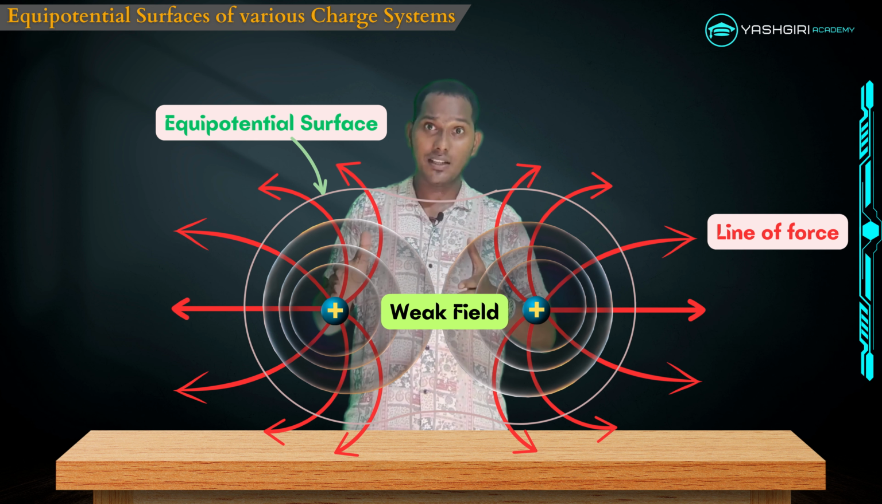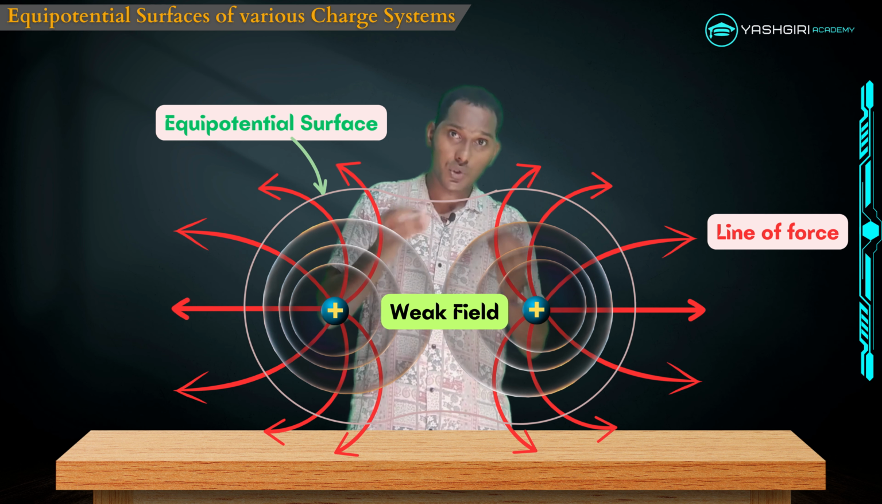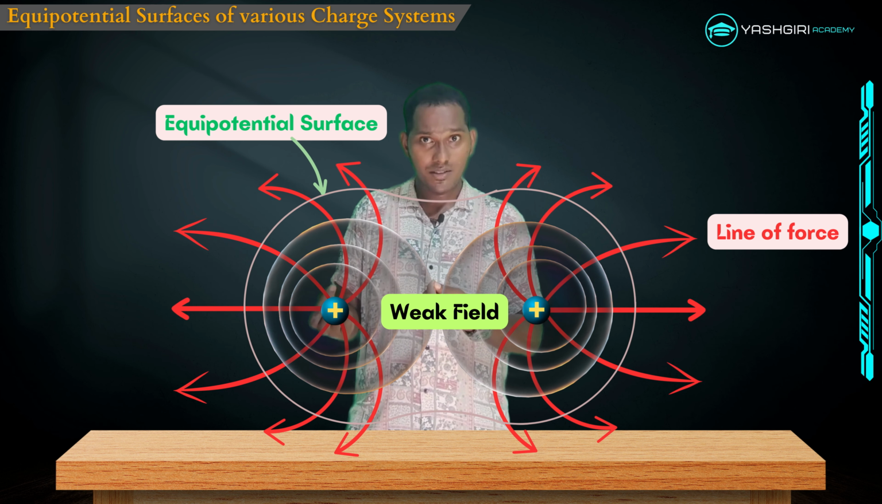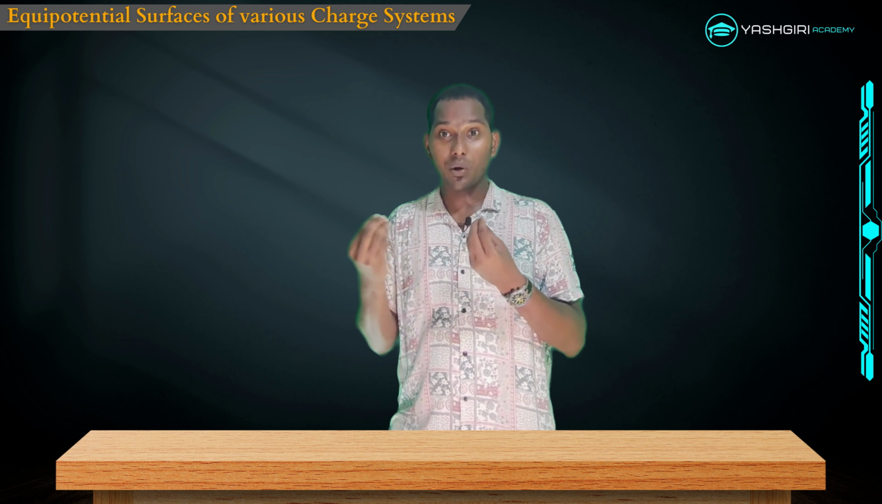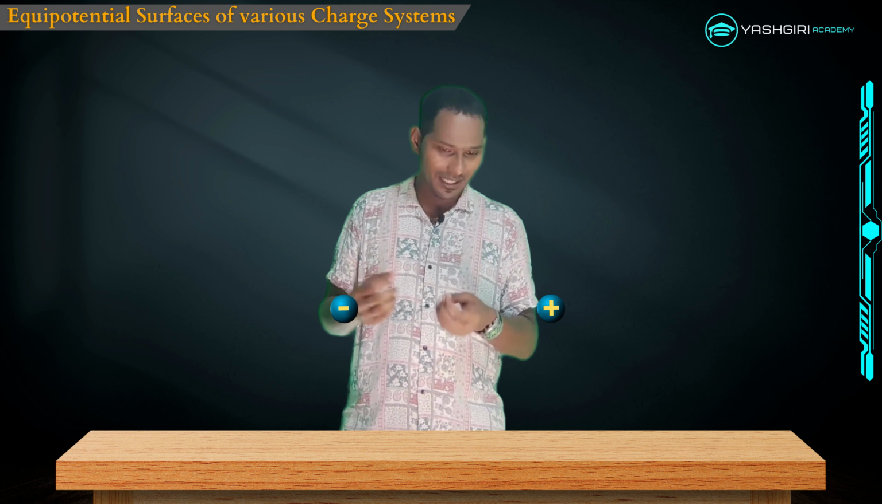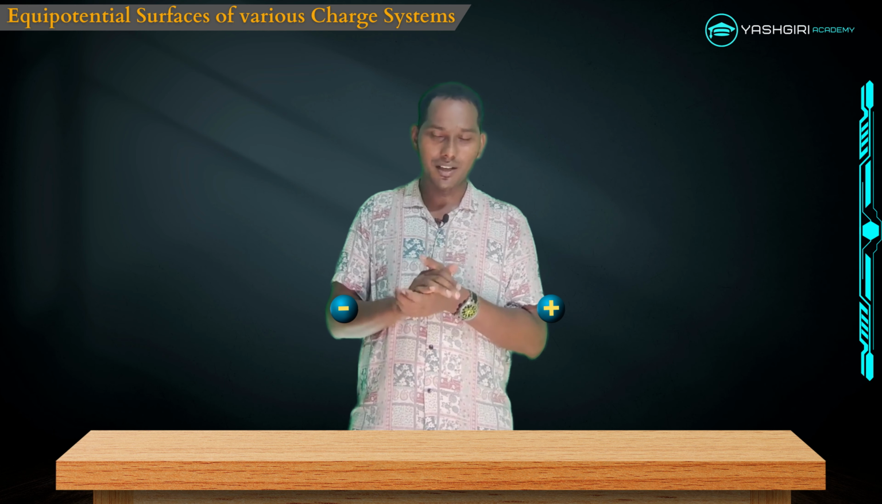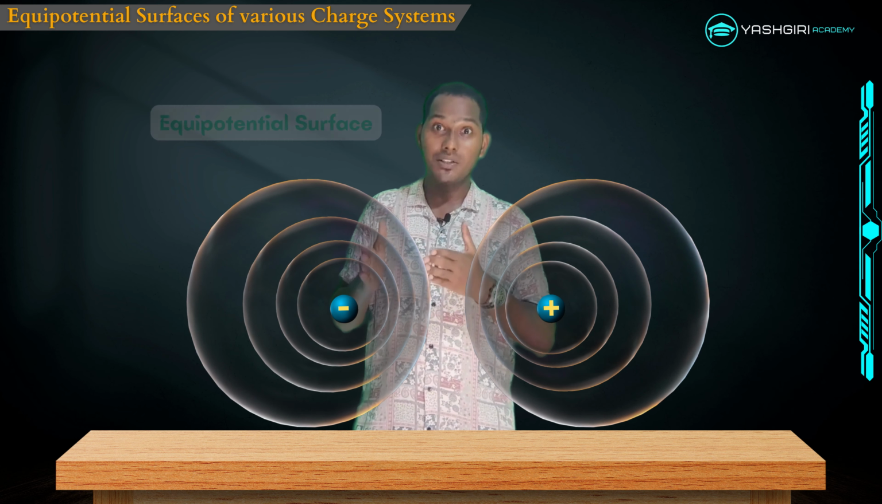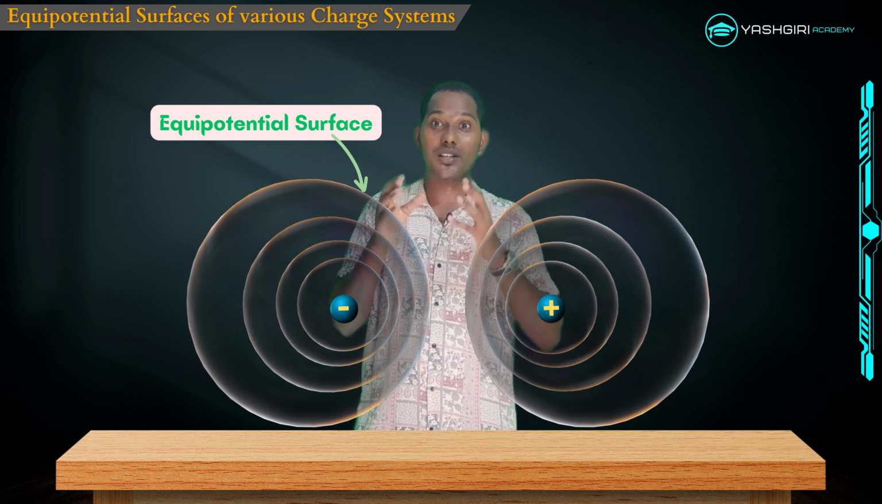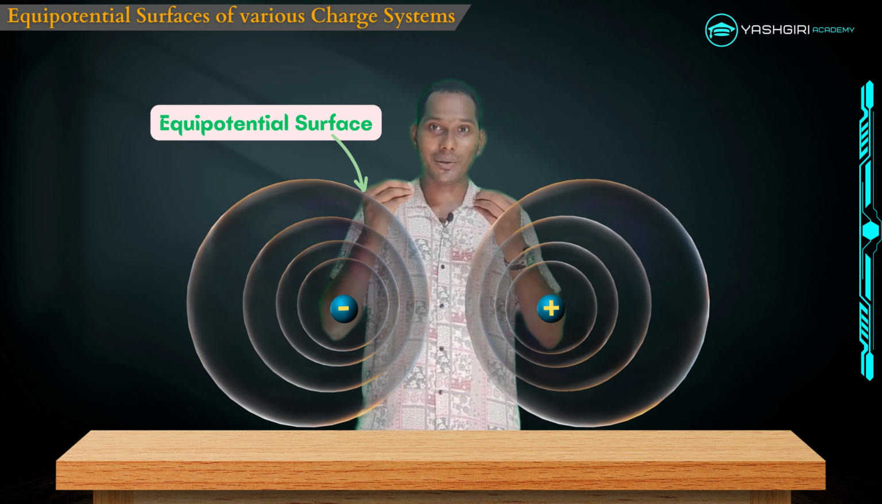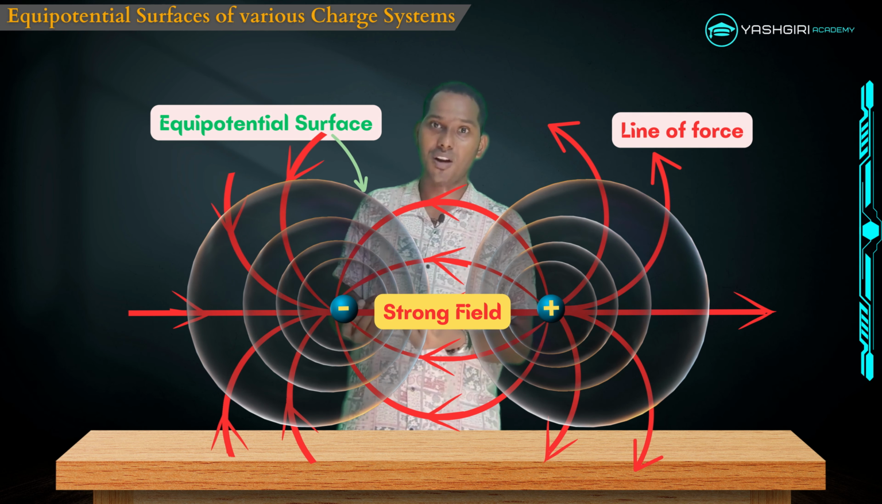Now if I take two point charges separated by some distance, which are opposite charges, let us say a positive and a negative charge, here you will see that the equipotential surfaces are closer, which is an indication that the electric field here is strong.